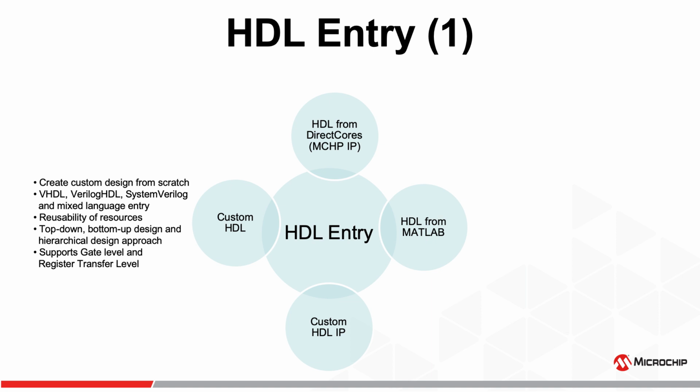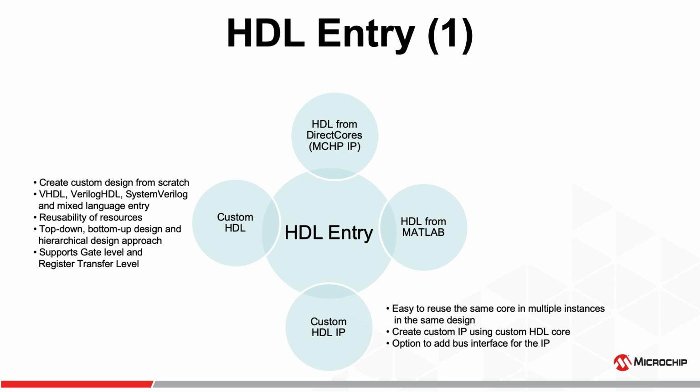Once you create your design, if you want to create an IP from the custom HDL, you can create the custom HDL IP. So in the same project, if you want to use the same HDL code at multiple places in your top module, you can create a custom HDL IP, and using SmartDesign, you can place these IPs and connect all these IPs as a schematic entry.